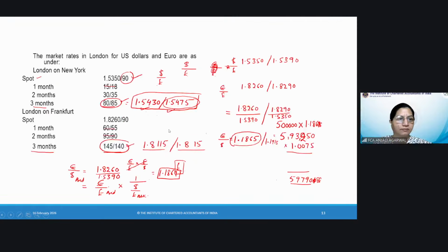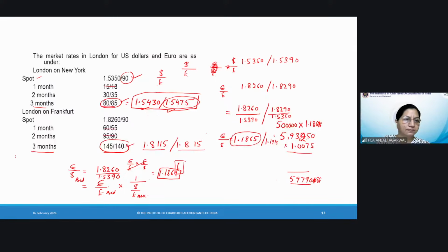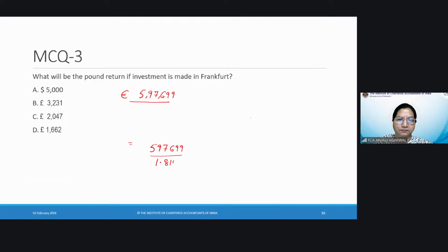€597,699 you have. And after 3 months, the rates are 1.8115. These are the rates for euro to pound. And you need to buy the pounds. So ask would be applicable, 1.815. 597,699 divided by 1.815. So you end up having 3,29,310 pounds after 3 months.